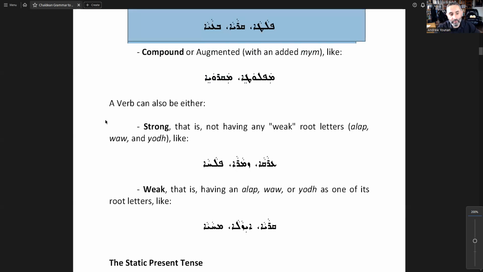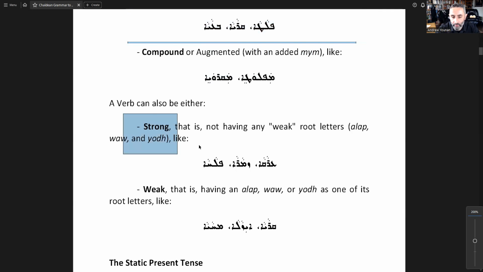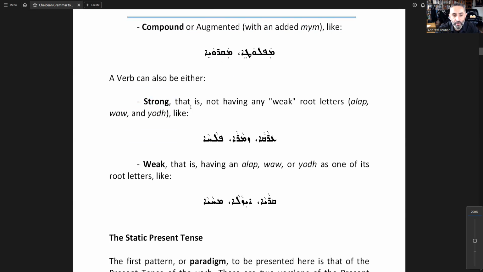A verb can also be either strong or weak. What's a strong verb? This is an important term to learn in any Semitic grammar. A strong verb is one that does not have any weak root letters. What is a weak root letter? A weak root letter is one that drops out sometimes, that you lose as you're conjugating. Sometimes you'll go into the past tense, and one of the root letters just goes away. If a root letter can go away, it's called a weak letter. If a root doesn't have any weak letters, it's called a strong verb.